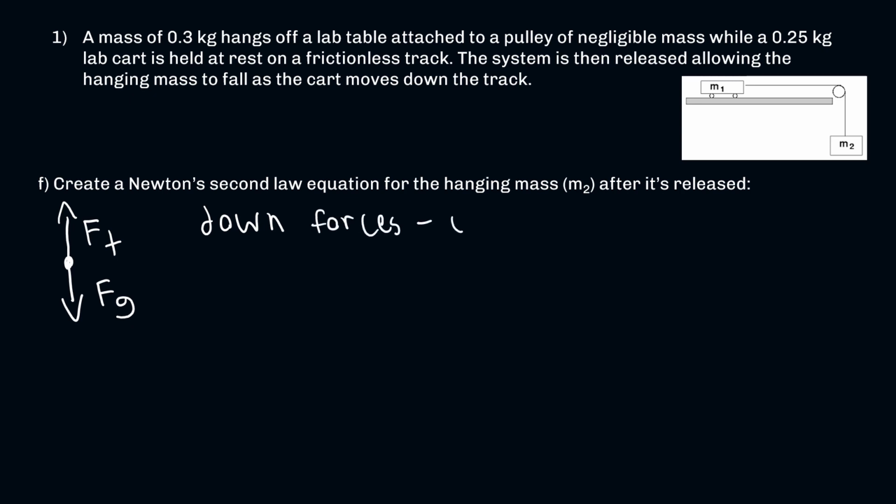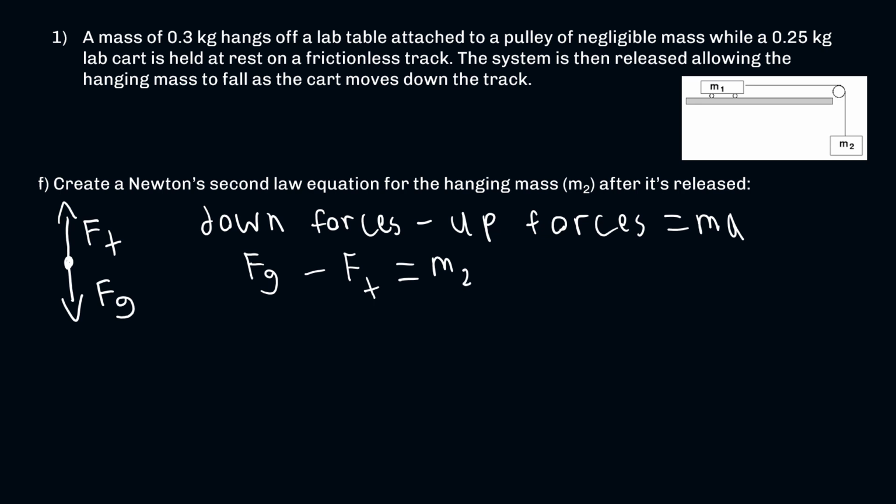So down forces minus up forces are equal to ma. So for this situation, my down force, that's Fg. My up force, that's Ft, is equal to my mass here, that's m2 times a. Go one step further, we know Fg is mg, so that's going to end up being m2 times g minus Ft is equal to m2a. So now we have both our equations here for Newton's second law for both these objects. We're going to combine them in the next part in order to then find my acceleration of the system.